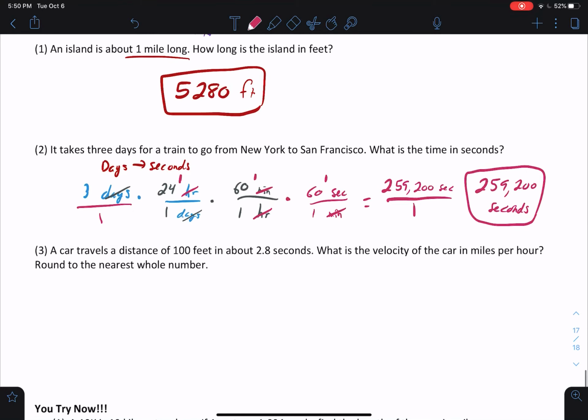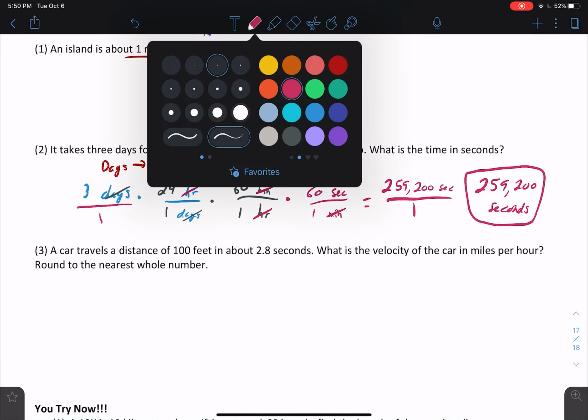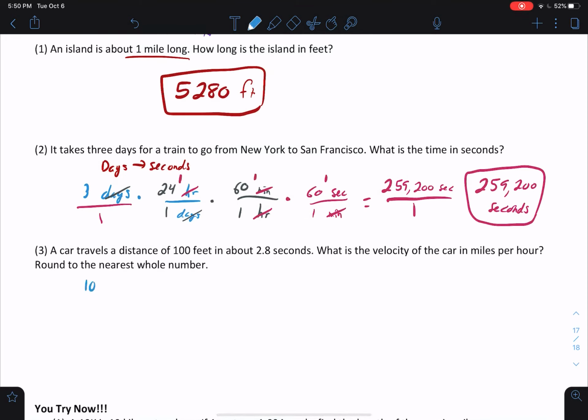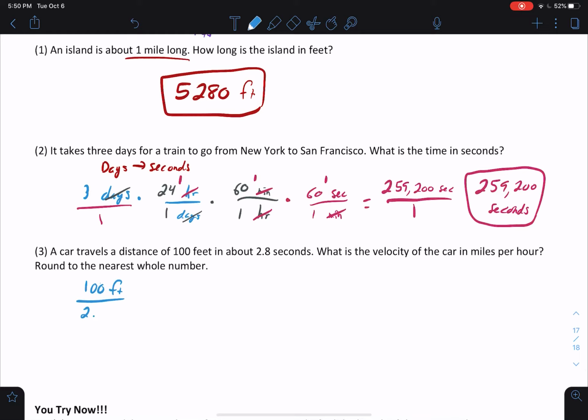A car travels a distance of 100 feet in about 2.8 seconds. So that is a ratio that we know. I'm going to set that up: 100 feet in 2.8 seconds, 100 feet per 2.8 seconds. All right, my end goal is to convert this into miles per hour. So my final answer needs to be in miles per hour.